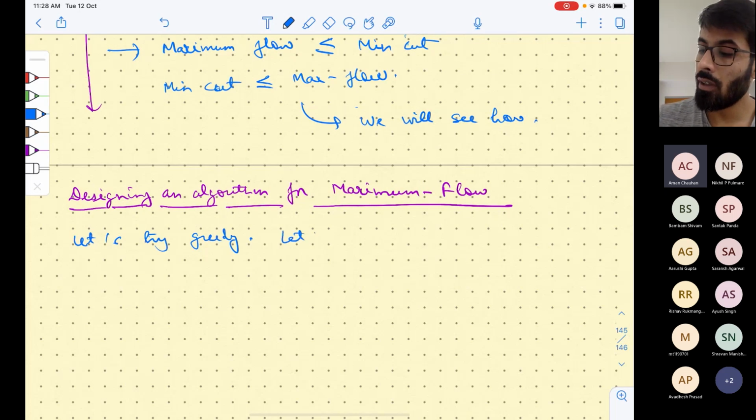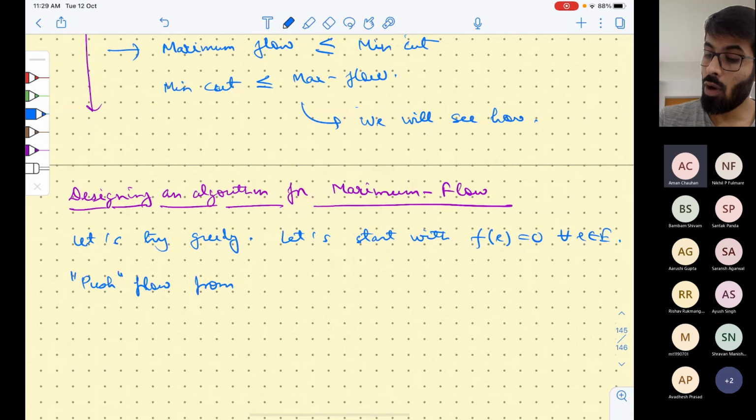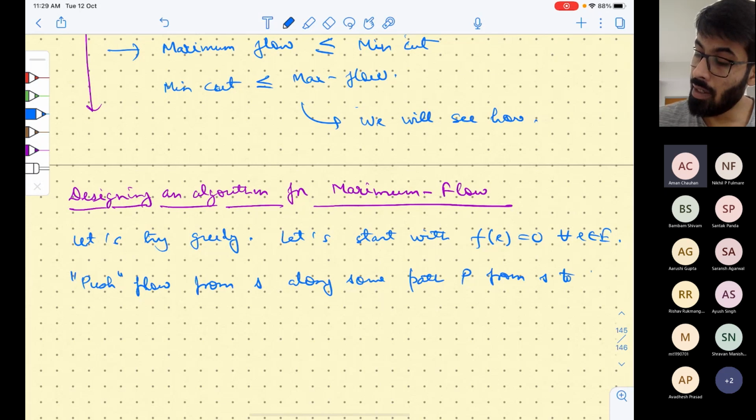So let's start with f(e) equal to 0 for all e, right? And then we push some flow from S along some path from S to T, as much as we can send, right?